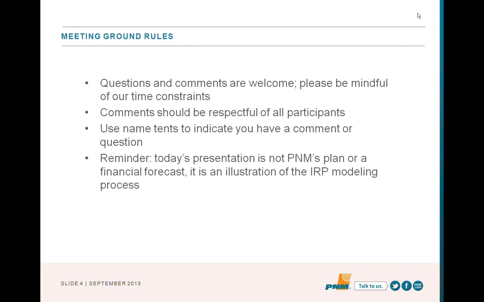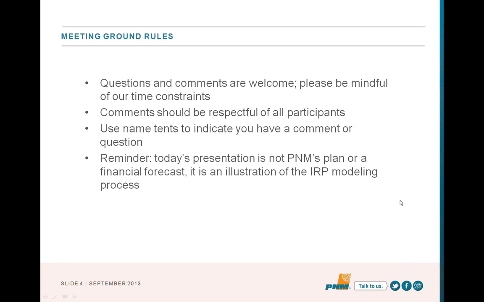And then just to review IRP meeting ground rules, again, we've had two very good meetings. I think this process has been working well. The goal of this meeting, and all of our meetings, is to provide transparency into our planning process. And while we're providing transparency, we want your feedback. So we welcome questions and comments in the meeting.